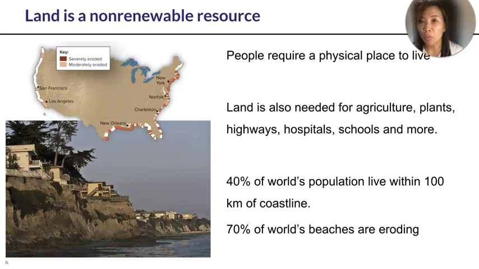Land is a non-renewable resource, meaning we can't make more land, right? We're limited on how much land we actually have on Earth. And not only do we need land as a place for people to live, but we also need land for agriculture to grow our different foods, our crops, our livestock. We also need land for plants. Like the redwood trees, for example, are a huge carbon dioxide sink, and so it's vital that we have these different plants to help with climate change.